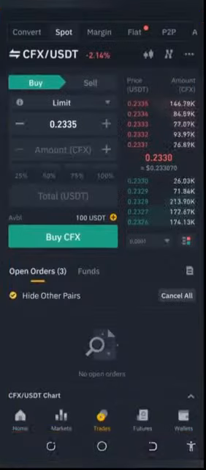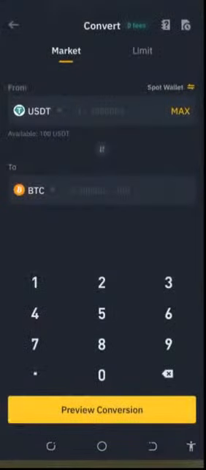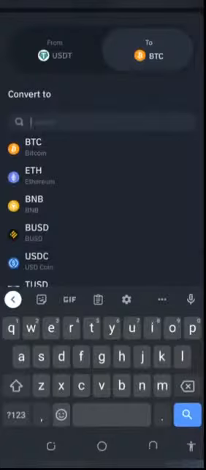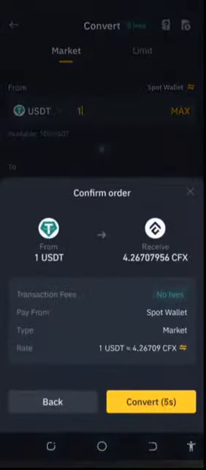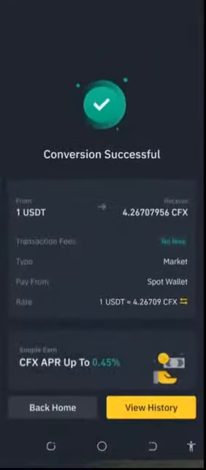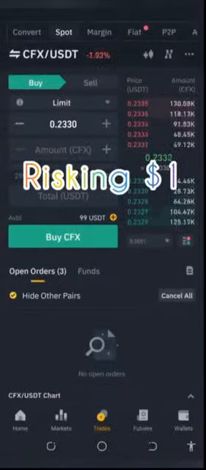Okay. So first off, because this is in the spot trading section, we can't do anything less than $10. So let's go into convert. I'm going to do this in convert. Let's see how much we will get. Let's put $1 here, and then we go check for CFX. Can we change this? I don't know. Let's find this out. It looks like we can. Let's just go ahead and change this. So what do we have? We've got 4.26 CFX. Okay, let's go ahead and do this. We're just risking $1. That's fine. So we have $99 left.